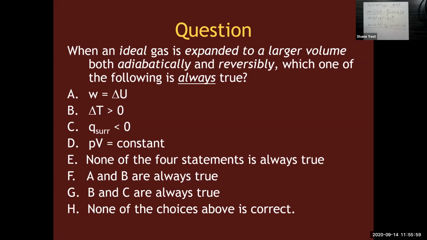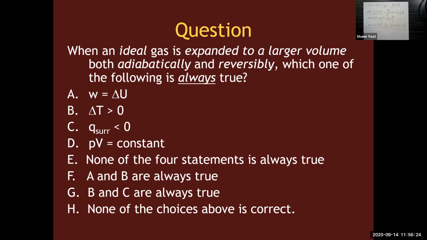Because those are the only two things we have in the universe, our system and the surroundings. So energy is going from one thing to the other. There's nothing else. I don't have two systems or three surroundings or something like that. There's one system, one surrounding. Any heat that transfers is transferred between those two things. So C is false. Q is always equal to 0, as well as Q surroundings.